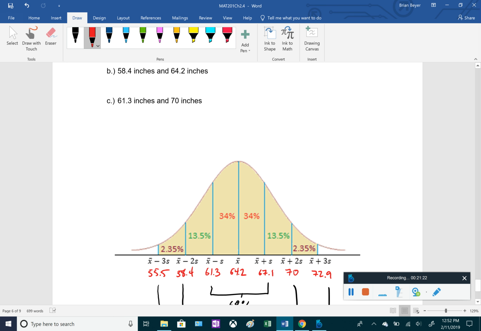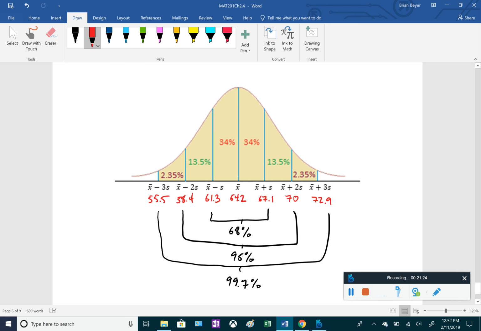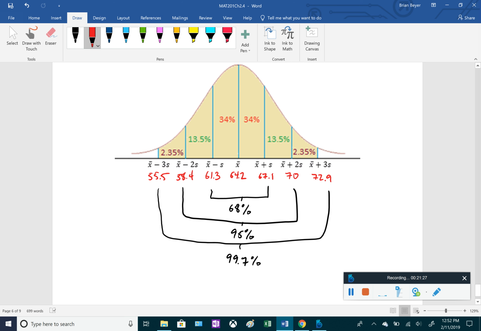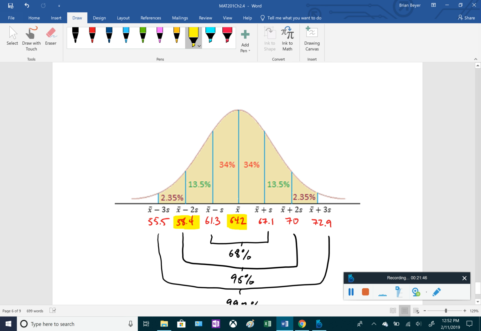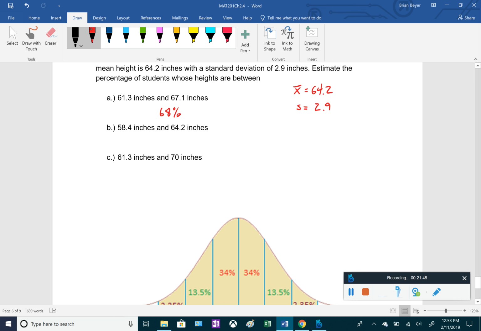Next one, 58.4 and 64.2. So 58.4 is right over here. And what was the other one? 64.2 is the mean. So that's not perfectly between two standard deviations. So what I'm going to do is add up those percentages. 34% plus 13.5% is going to be 47.5%.